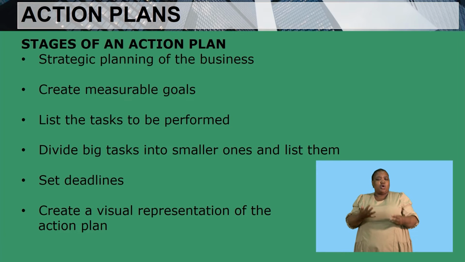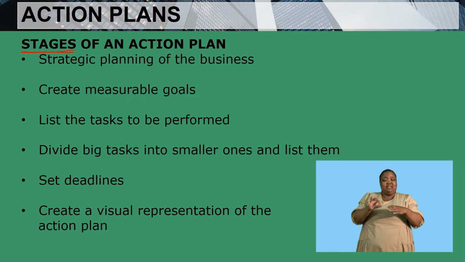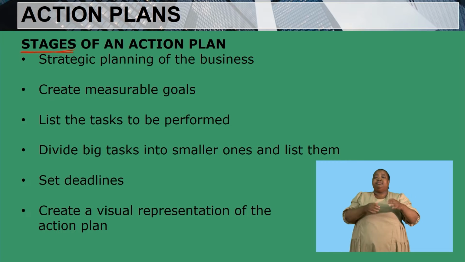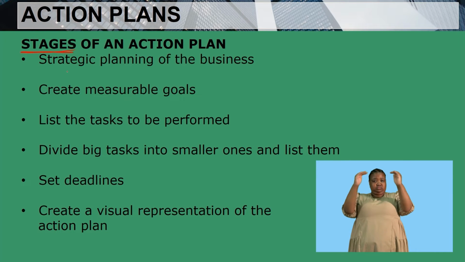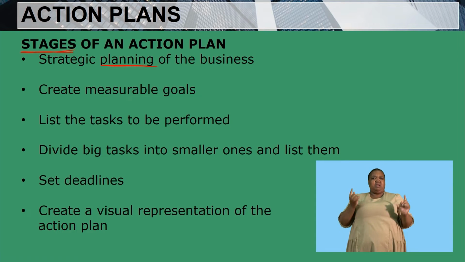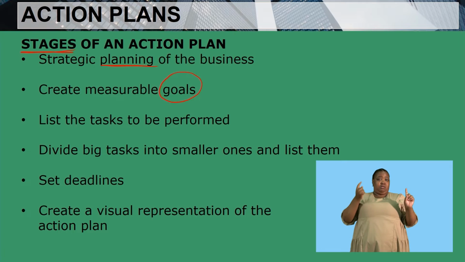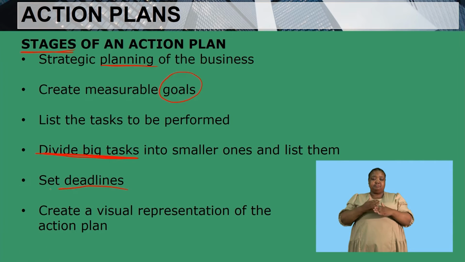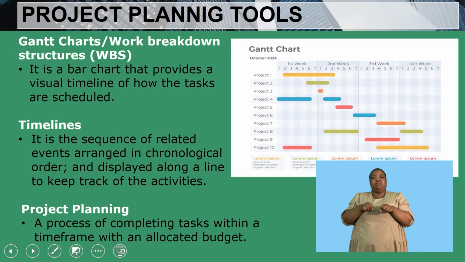Then, when you are having an action plan, there are different stages that you are going to go through. This is just a reminder that when you are going through the stages, you are firstly going to plan the business. What are you aiming to achieve? Then the goals that you set must be measurable and realistic. You must also, very importantly, be able to divide your tasks into smaller tasks so that they are easier to achieve. And then you must set deadlines for when these tasks need to be completed.